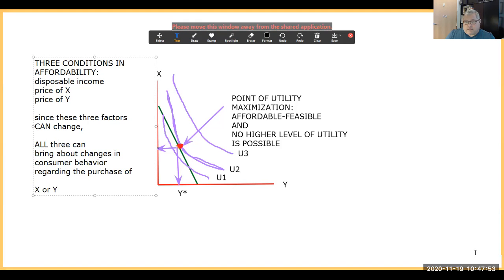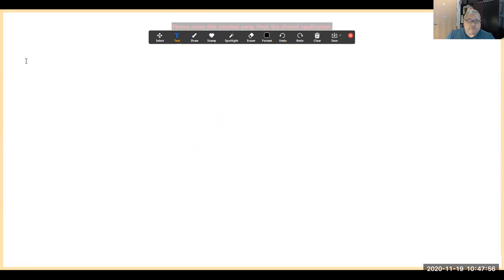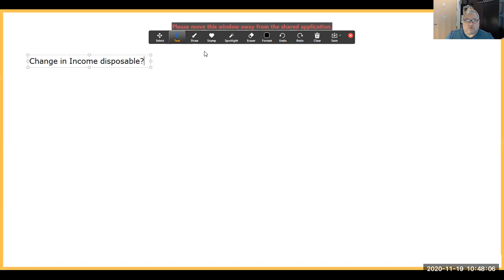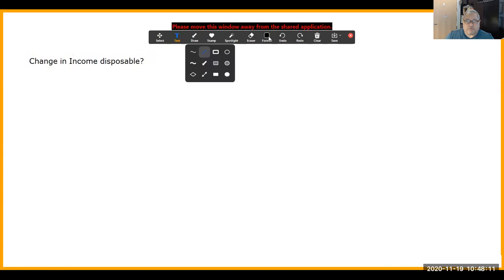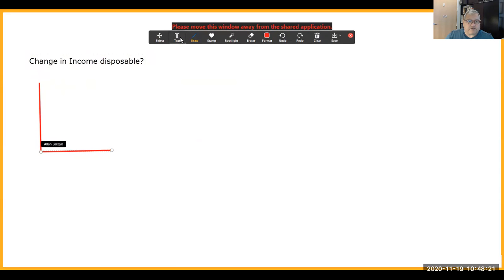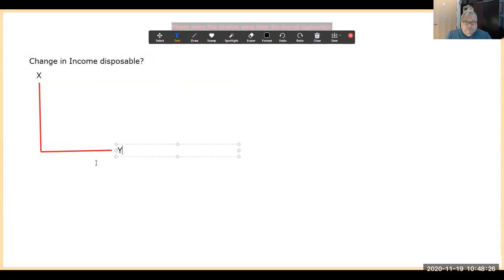So what, if anything, is the impact of a change in disposable income? The way we would visually observe these changes in income would be as follows. Here's the first dimension of the graph and the second, X and Y, respectively. And I'm going to illustrate an increase in income.